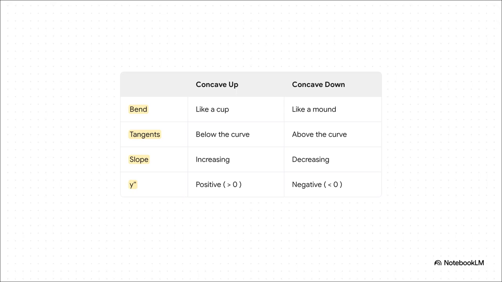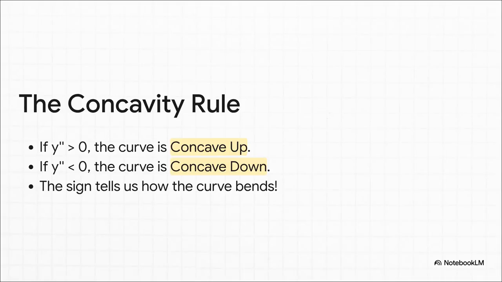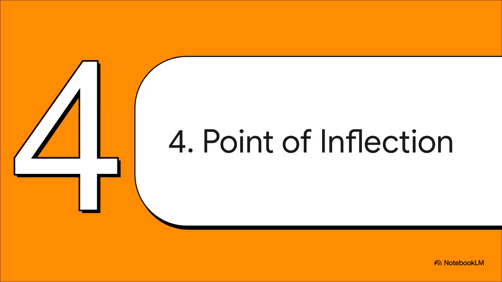Now flip it. Concave down is like a mound. Water would just run right off. Its slope is constantly decreasing. And you guessed it, its second derivative is negative. So here's the bottom line, the main takeaway. You don't have to guess anymore. Just calculate the second derivative, look at its sign, and you will know for sure how that curve is bending. Positive, it opens up, like a cup. Negative, it opens down, like a mound. It is that simple.